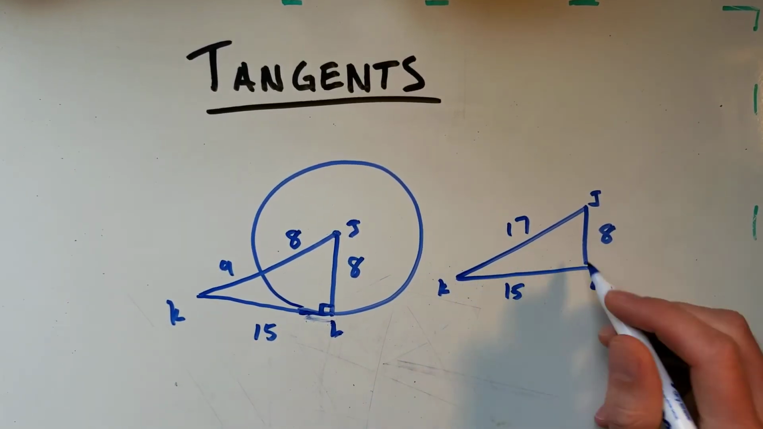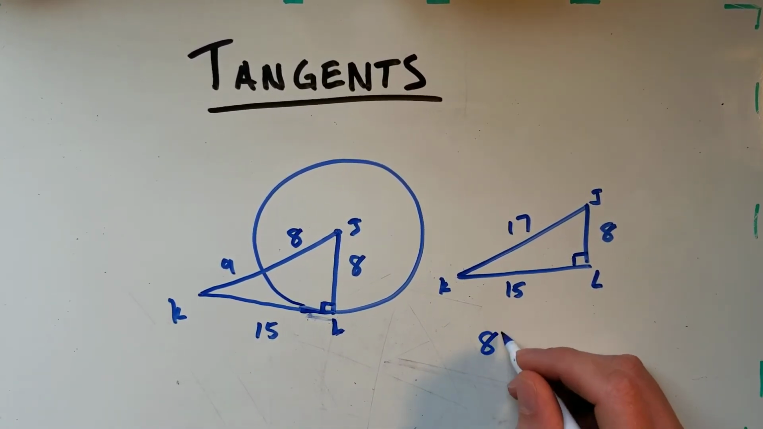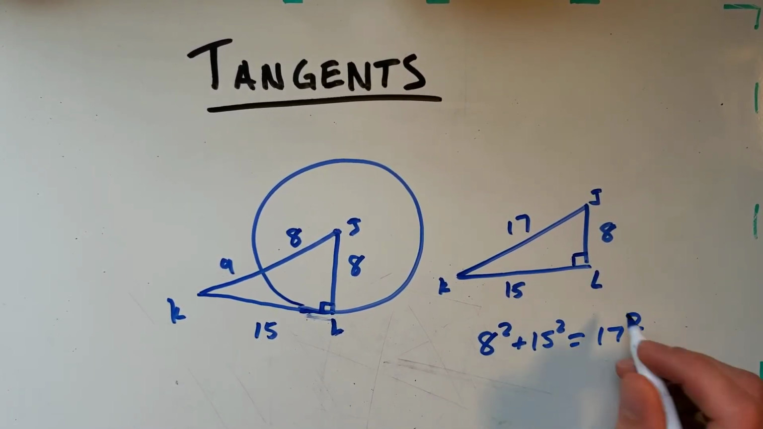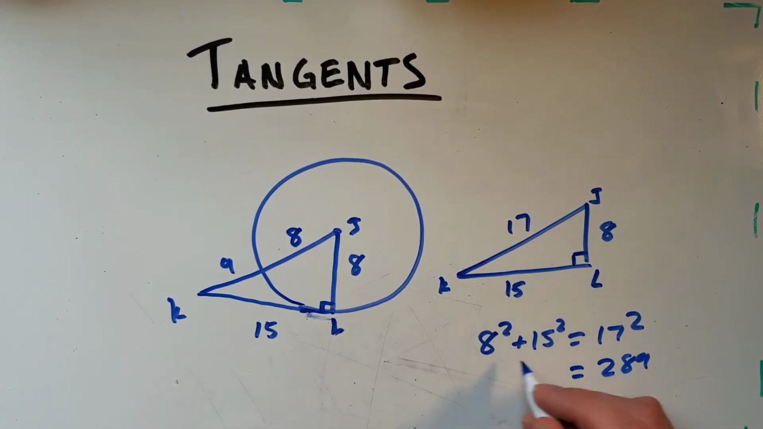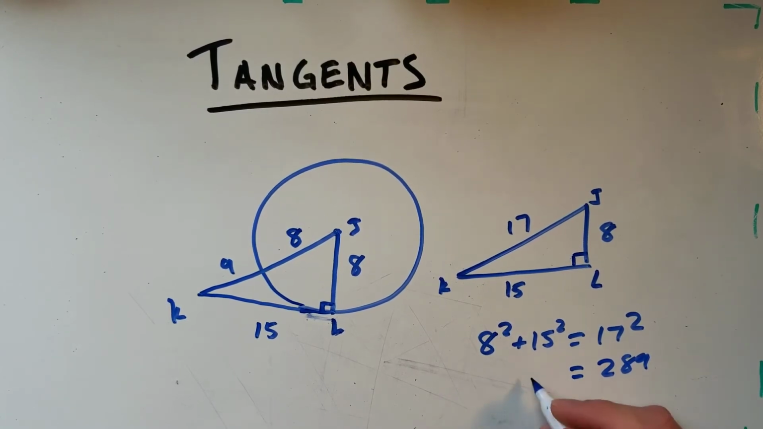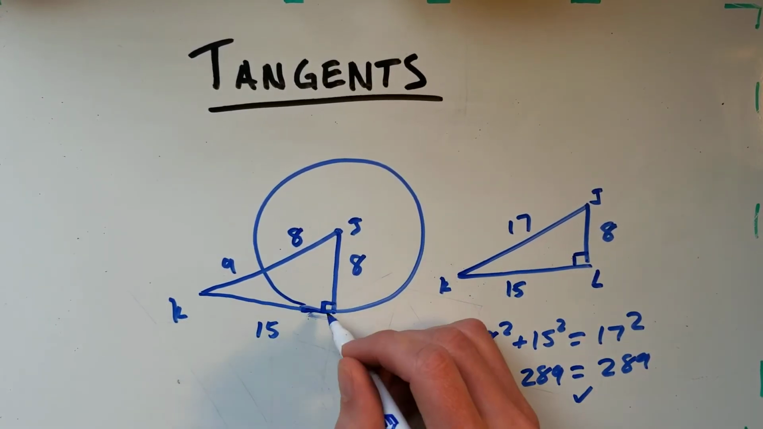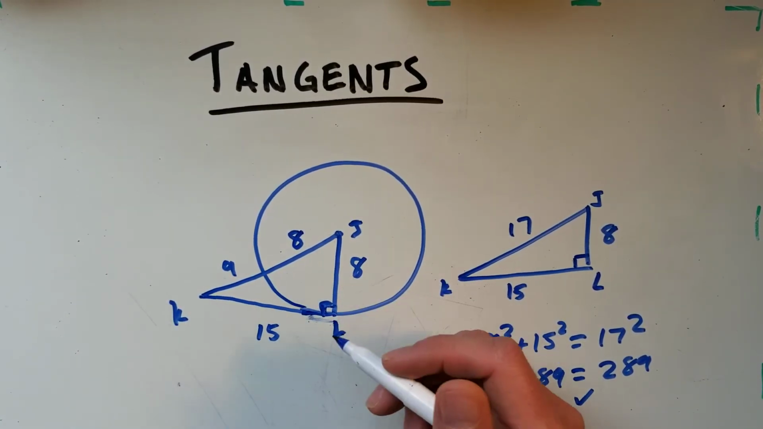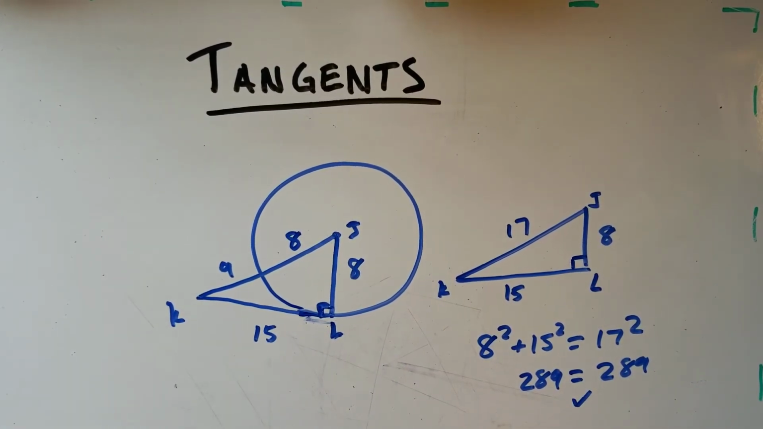And if you know your Pythagorean triples, you'll recognize this is a Pythagorean triple, so this should be a right angle. If you don't recognize your Pythagorean triples, then you'll have to go through the converse of the Pythagorean theorem. You would find that 17 squared is 289, and when you square and add these together, you get 289. So there we go, 289 equals 289. So this is a right triangle, meaning this is a right angle, which then we can conclude that KL is tangent to circle J.